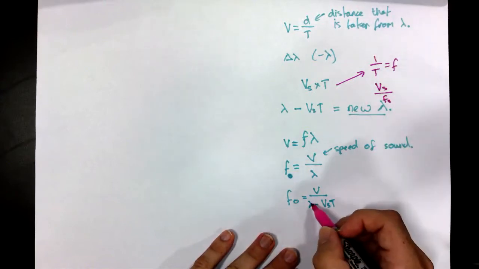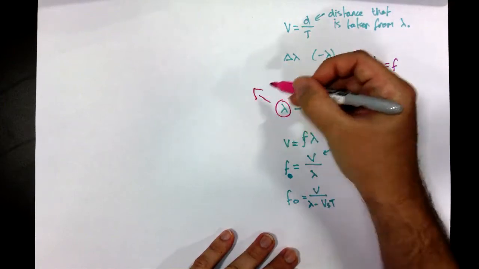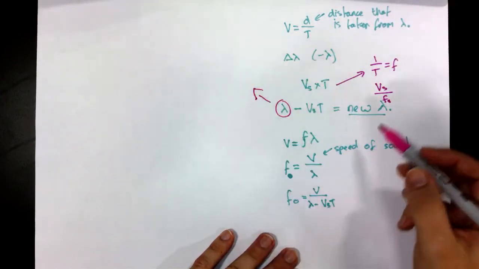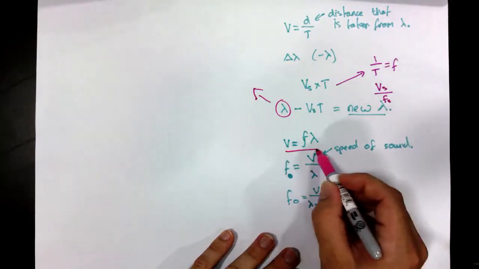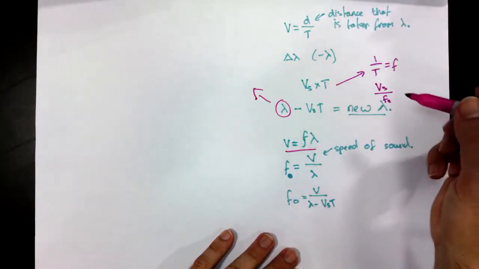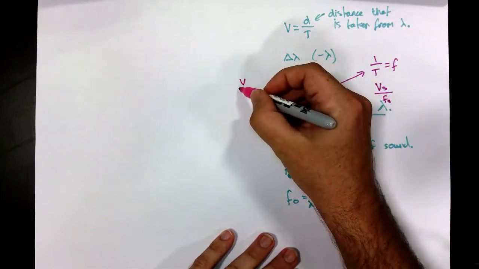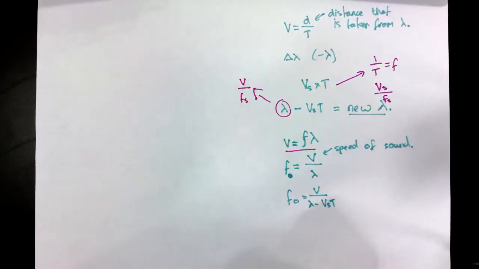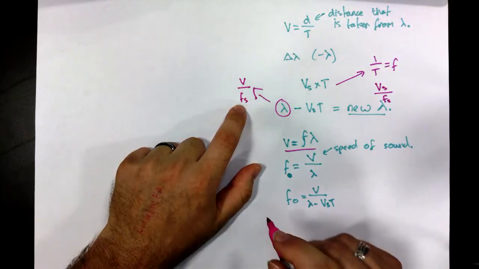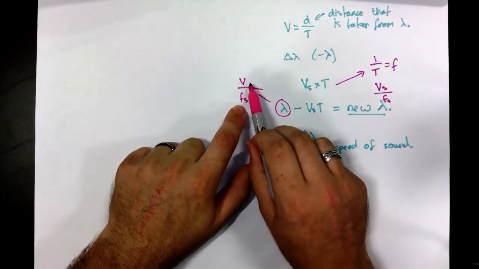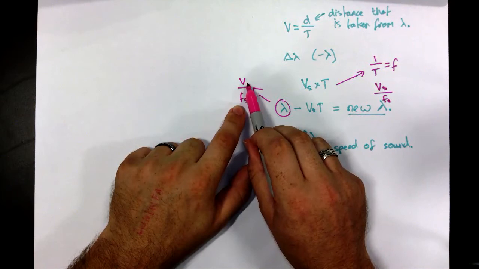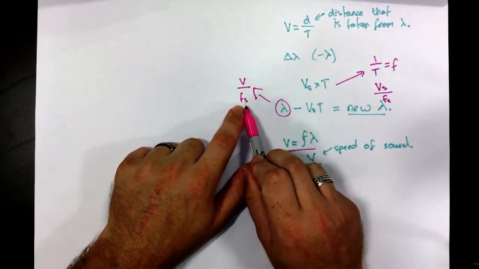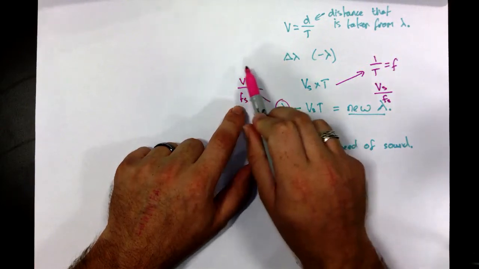So we can then put that in there, and we can also rewrite this lambda term, just the normal lambda, in terms of V and F as well, based on this equation. So we can write that as V over Fs. Now notice how this is different now, because we've got the velocity of the sound. So this is the speed of sound. This is the frequency of the sound. So velocity of sound, frequency of sound that was originally emitted.